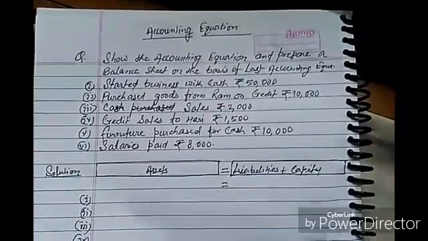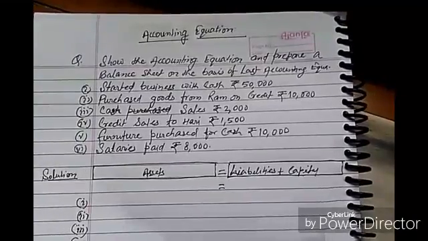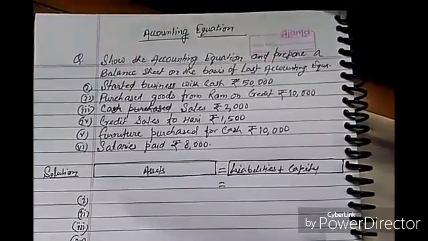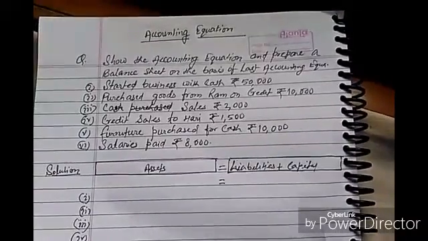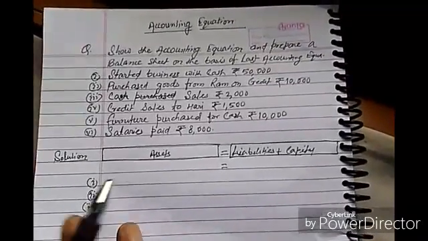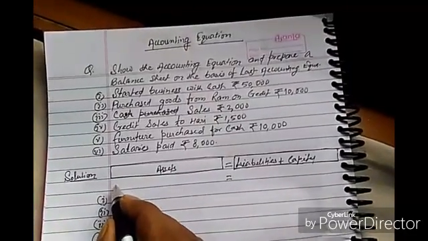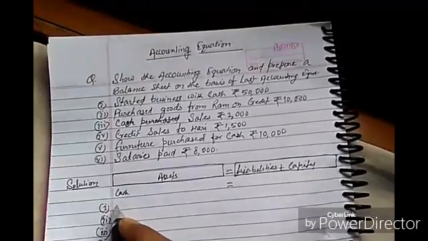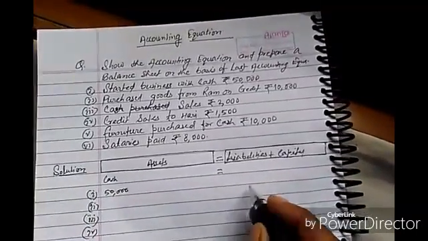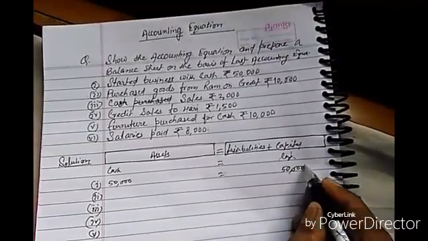This is the last one for this chapter, accounting equations. See here: show the accounting equation and prepare a balance sheet on the basis of the last accounting equation. So we have to show after the accounting equation how the amounts are put on the balance sheet. So see, first, started business with cash rupees 50,000. So our business cash will increase by 50,000, right here 50,000, and capital will also increase simultaneously, so right here 50,000 capital.